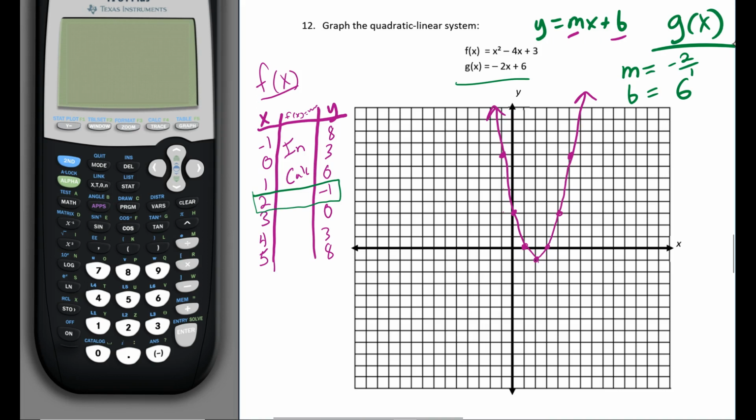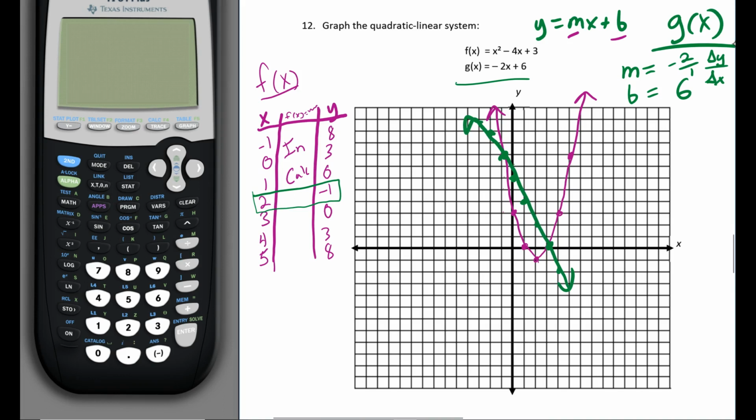So my y-intercept is 6, so I'm going to start at 6. And if my slope is negative 2 over 1, remember that represents the change in y over the change in x. So I'm going to go down 2, right 1. Down 2, right 1. And I'll get a couple points above it as well. Up 2, left 1. And you can connect them with a straight edge. Now I don't have a straight edge right now, so I'm going to do my best, but you get the idea.